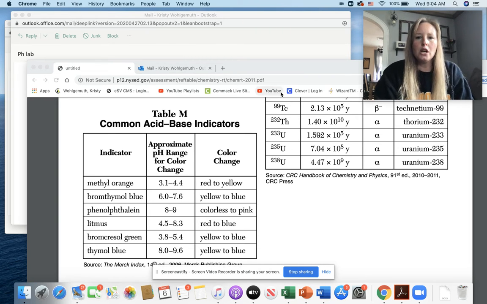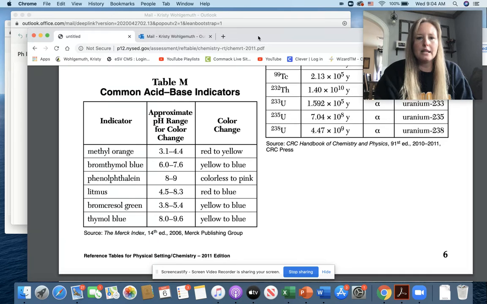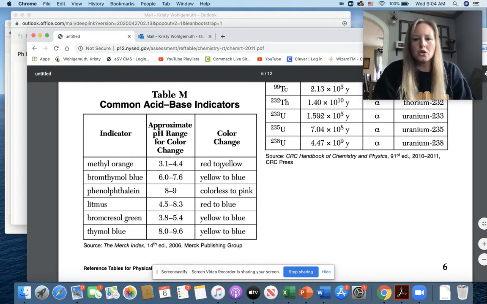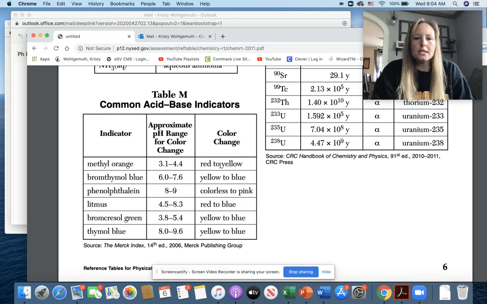If you take a look, I have the acid-base indicator table, Table M, on my computer here, so you can see that. Just again to review what this is telling us. Methyl orange has a color change range of 3.1 to 4.4, and that color change is red to yellow.